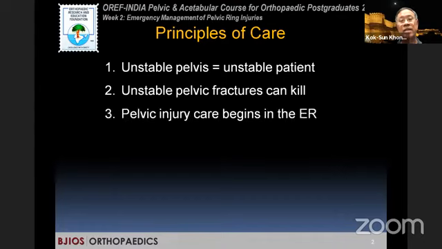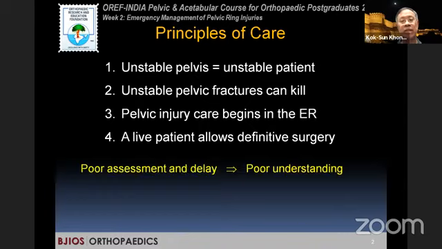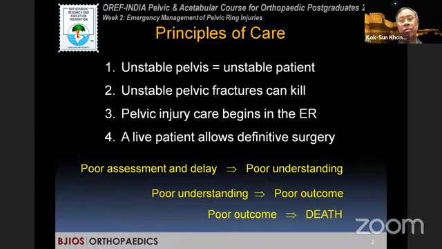Pelvic injury assessment, as Dr. John said, begins in the ER in the first so-called golden hour, and you can only work on a live patient after resuscitation. If you have a poor assessment of these patients and how you resuscitate them, you have a poor understanding of the trauma that the patient has undergone, and with this you will get a poor outcome, and with a poor outcome you don't have a live patient.